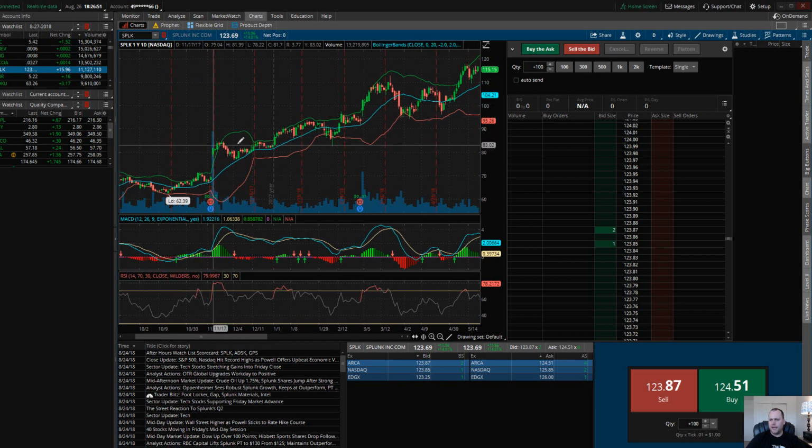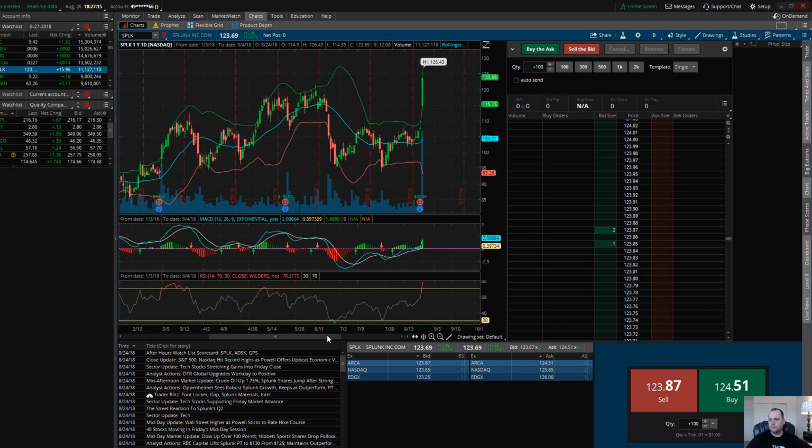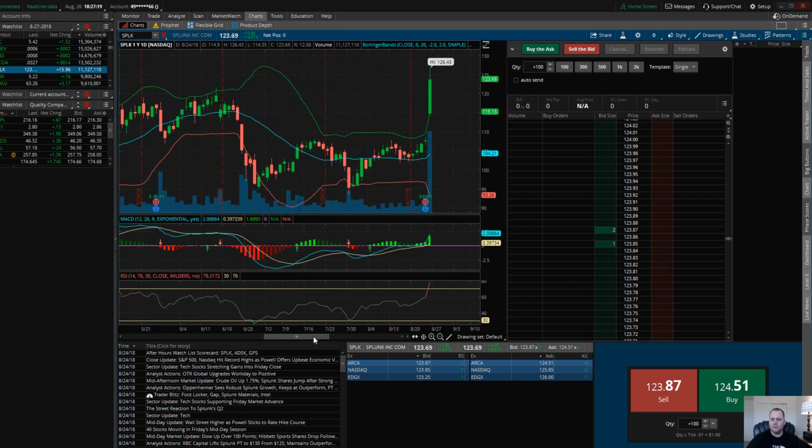Right here it doesn't hang out above that line much. But I mean, that is a strong gap up, from 69 to 79. So $10 gap up. So this one right here, now this is larger cap.